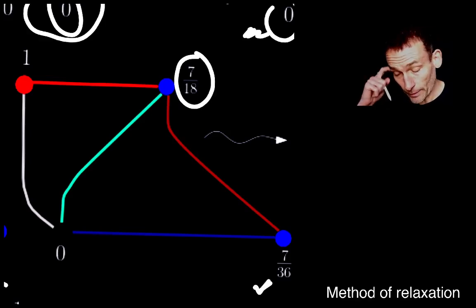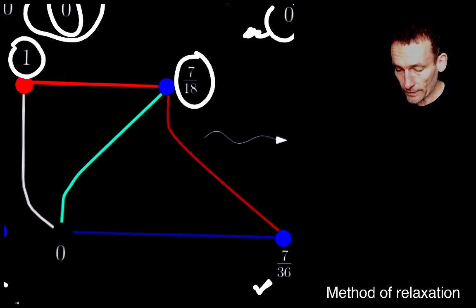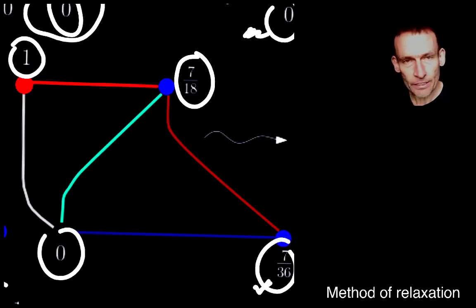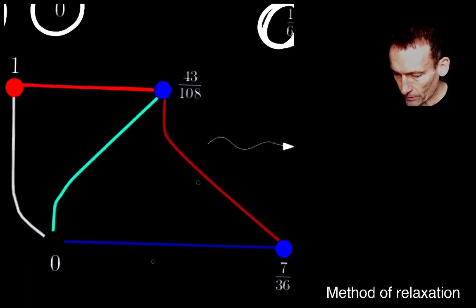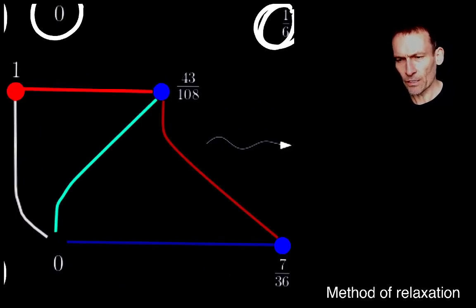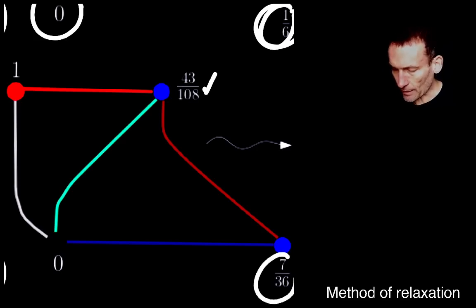So let me keep going. Okay, so now I add up 1, 0, and 7/36, and I divide by 3. Well, I've done that in the next picture, and it turns out that you get 43/108. Now, this one really is the average of its three neighbors, but this one has been messed up. So let's correct that one.